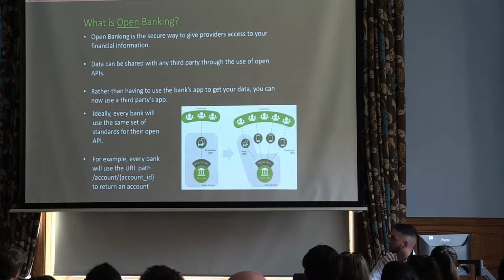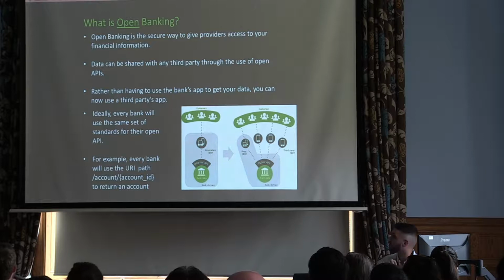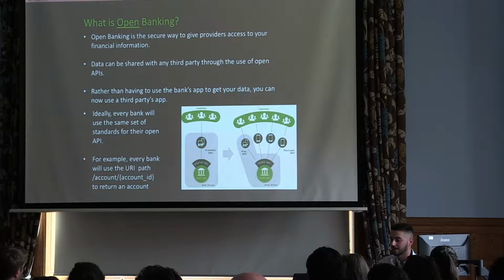So then moving on to what actually is open banking, well, if you flip that on its head, that's what you get. So open banking is a secure way to give third-party providers access to your information. So rather than being a first-party provider, i.e. the bank, we introduce a third-party provider, i.e. anyone else, could be anyone in this room. So data is shared with these third-party providers through the use of open APIs. Open being different from closed in that anyone can use it. There are no barriers to entry. You do not have to pay to use it. And anyone can come along and communicate with it.